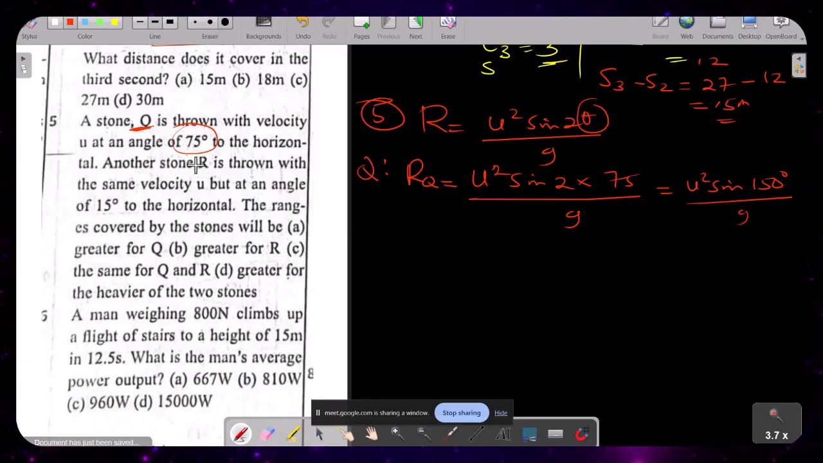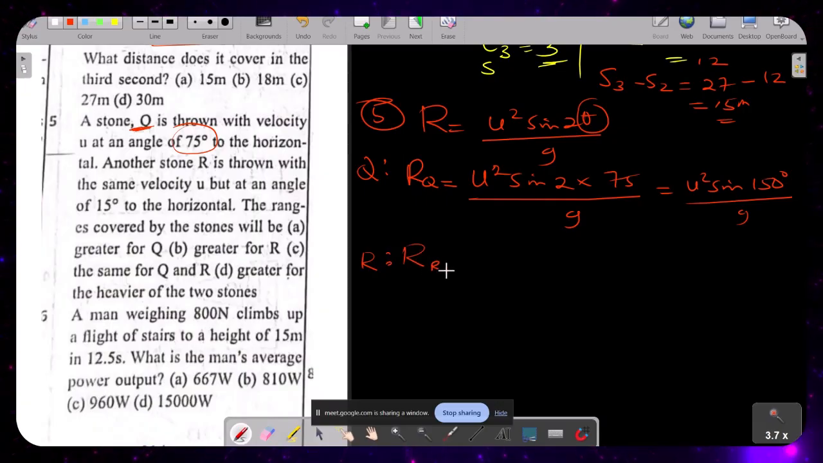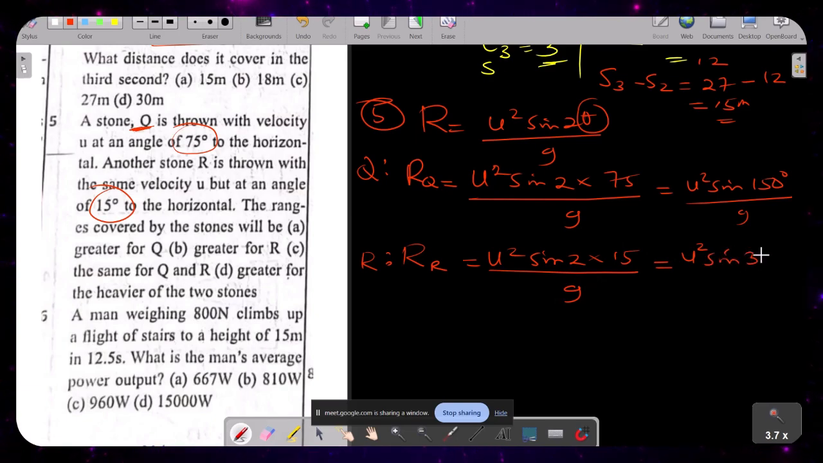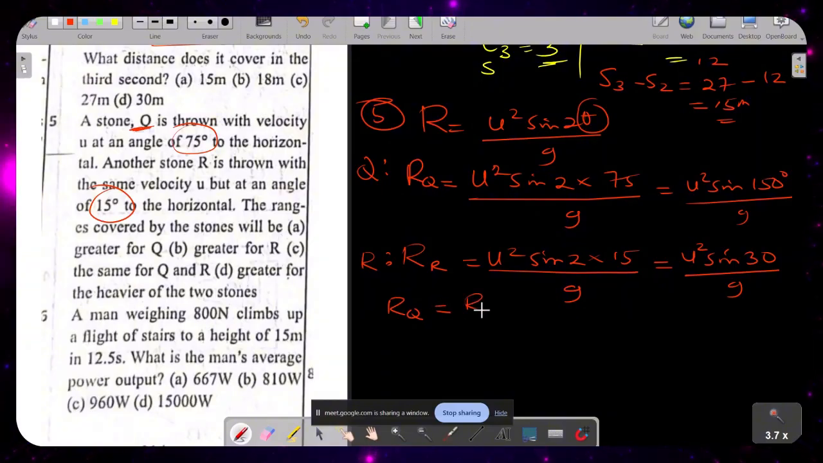Then another stone R. For the R, what is the range going to be? The range is going to be U squared sine 2 times 15 for the second one. So it's going to be 2 times 15, all over G. So this is going to give me U squared sine 30 all over G. Then at this point, I can basically tell you that the range of Q is the same thing as the range of R.